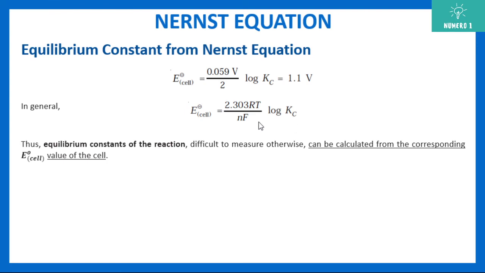Sometimes the equilibrium constant of a reaction is very difficult to measure. If it is really difficult to measure, you can simply calculate E naught of cell, and after calculating E naught of cell, you can find the value of Kc. Or vice versa.